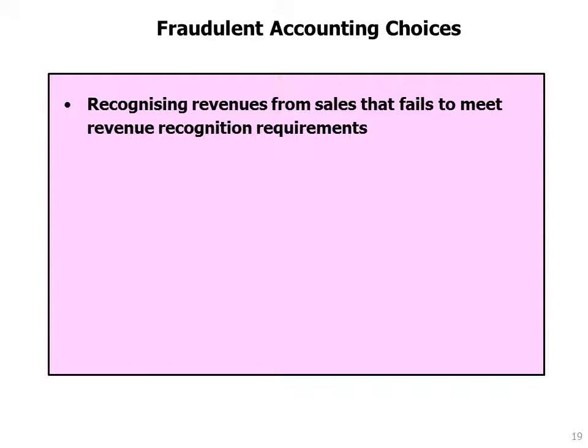But occasionally you can get egregious examples, and one which springs to mind is a Mexican home builder that over a period of 3 years booked $3.3 billion in sales of 100,000 houses that it had not only not sold, it had not actually built.